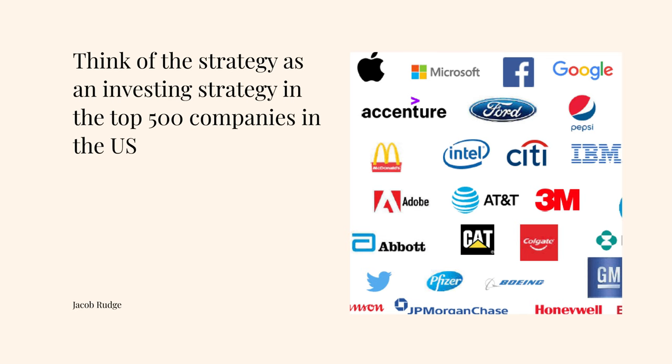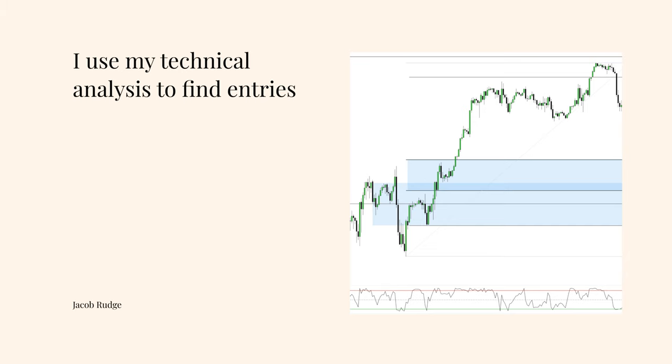I am only trading one asset, and that is the S&P 500. So you could say I'm trading 500 assets, but the S&P 500 is the only thing that I'm executing the trades on. All of my fundamental analysis leads to: do I think the S&P is going to be higher or lower in 12 months' time? I then use my shorter-term technical analysis to find entries. I am not using my fundamental analysis to find entries. I'm using my technical analysis, and the technical analysis is on the charts. The fundamental is obviously not.